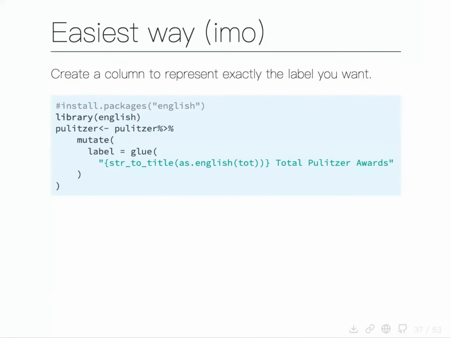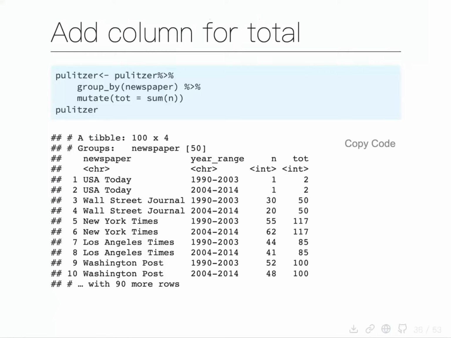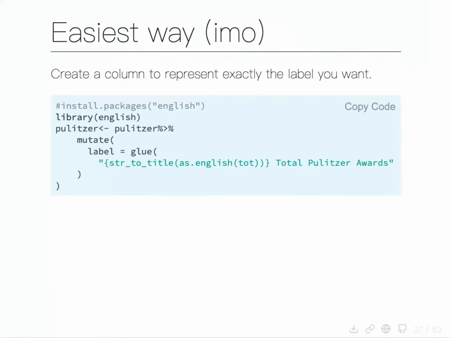One of the easiest ways, I think, is to first create a column in your data set that has the actual label that you want. Okay, so here I'm loading this english library. You don't have to do this if you don't want to. But I'm taking pulitzer and passing it to mutate. And I'm creating a new column called label, where I'm going to glue together the total. So back here, tot, right? And I'm moving this to as.english.